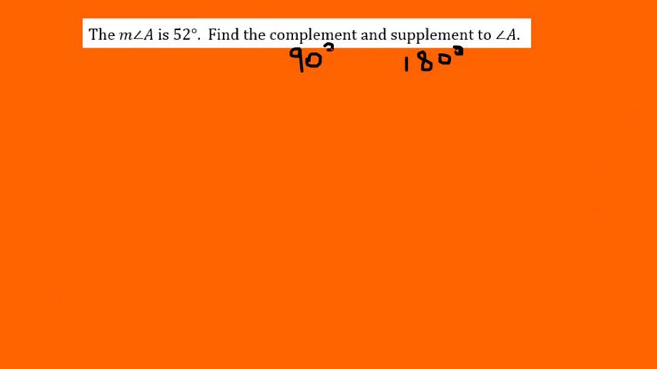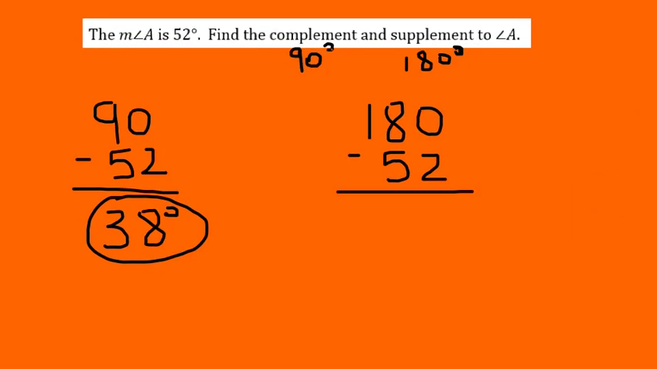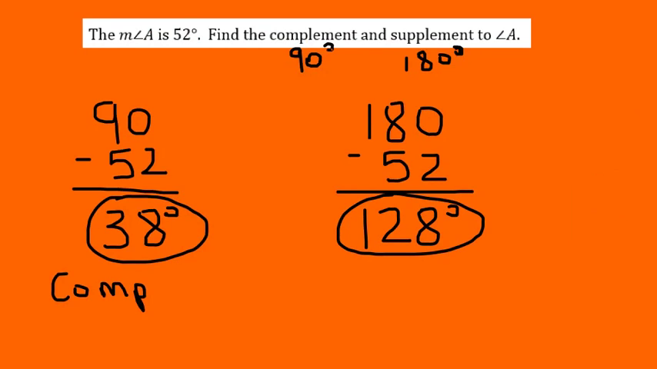So if we want to find the complement, we're just going to subtract 52 from 90. If we want to find the supplement, we subtract 52 from 180. After we do that, the complement to this angle, the angle A here, is 38 degrees. The supplement is 128 degrees. Okay, and that's all that I was looking for. That's the complement and the supplement.